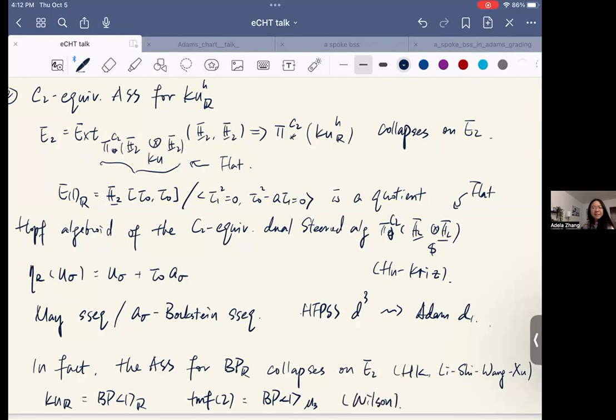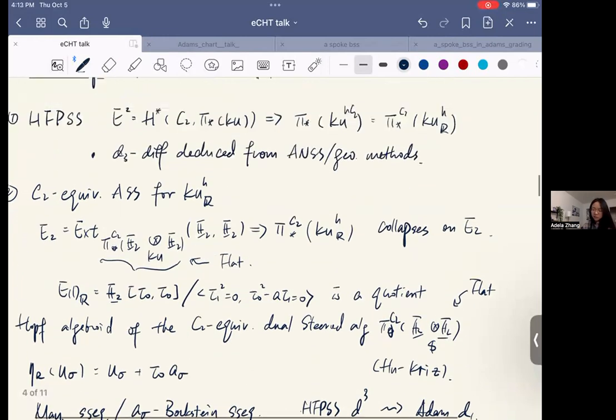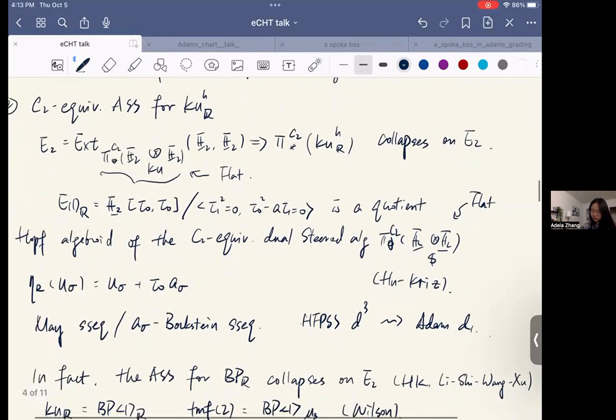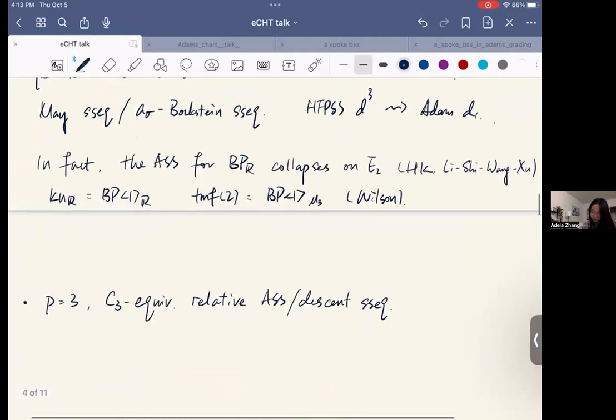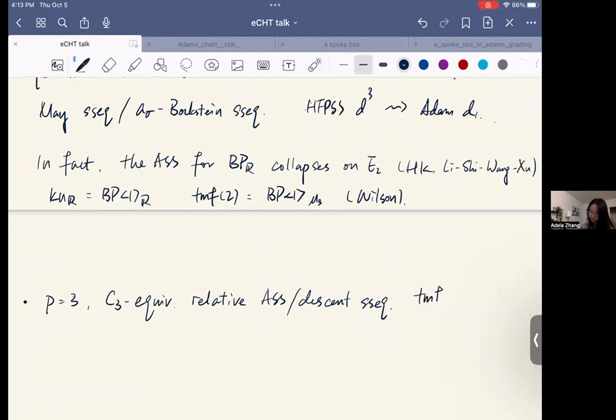So it's reasonable to expect that the same method we've been using to compute the C2 homotopy groups of KUR should also be an efficient way to compute something like TMF2 at prime p equal to 3. All right, so for p equals 3, we can use the C3 equivariant relative Adams spectral sequence, also known as the descent spectral sequence, along TMF2 mapping to F3 underline.